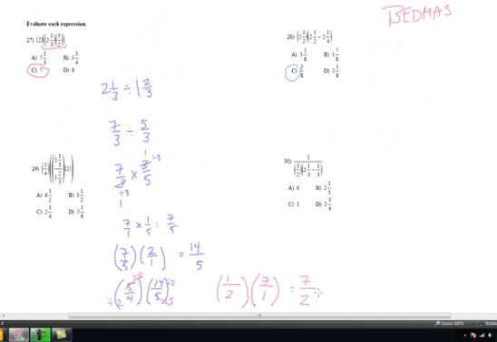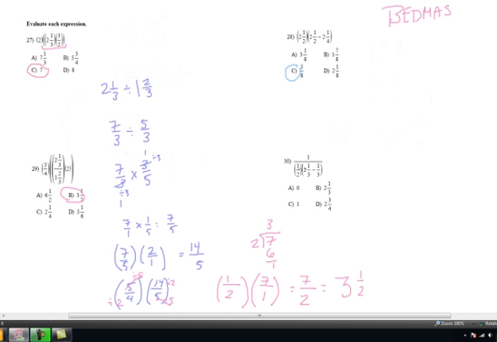Okay, and now I'm going to have to change this into a mixed fraction. So 7 divided by 2, well, that could go in about 3 times. I'm going to have a remainder of 1. So my answer then is going to be 3 1/2 right here.